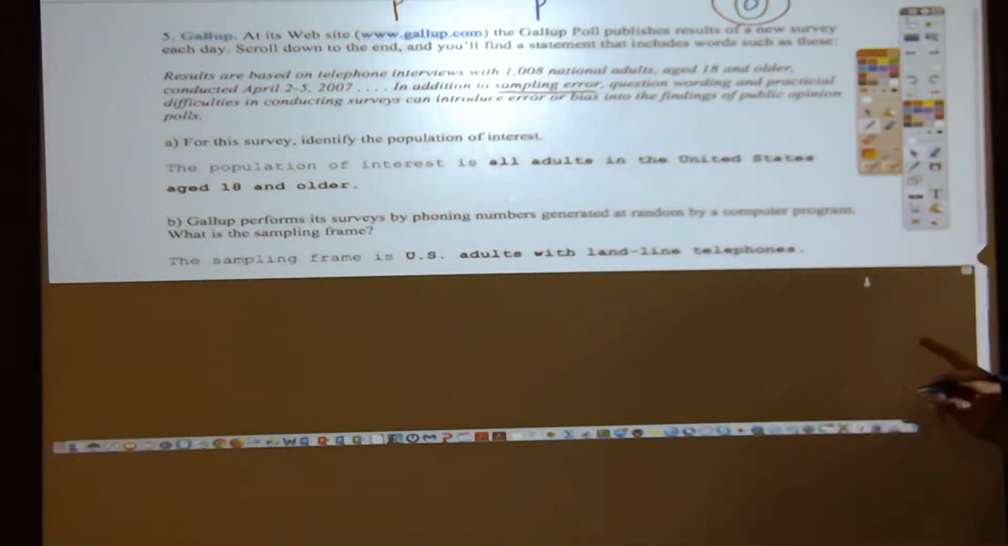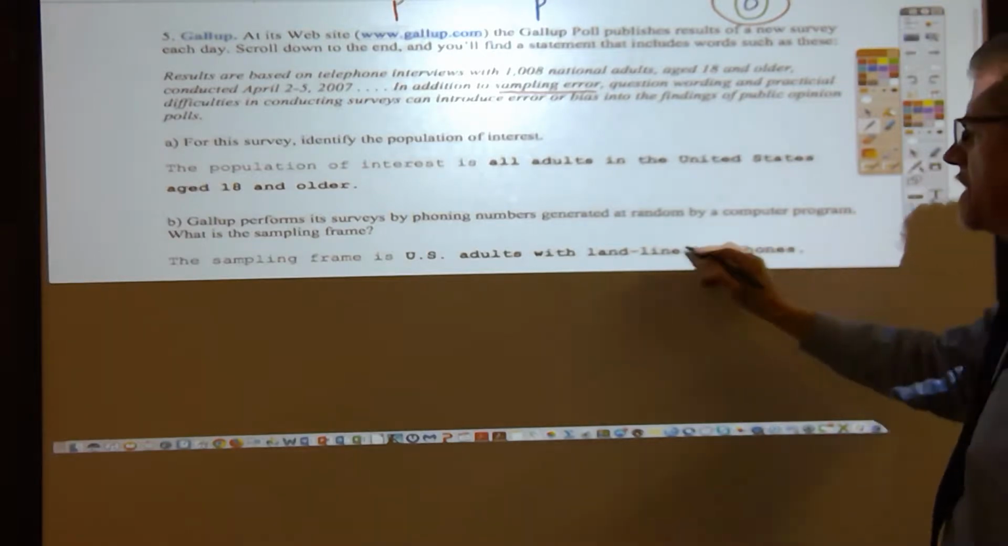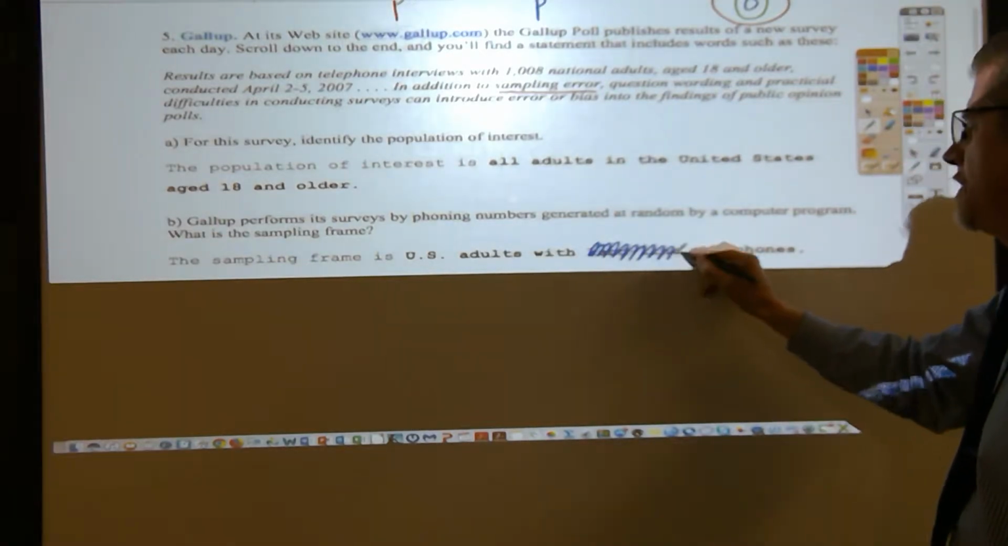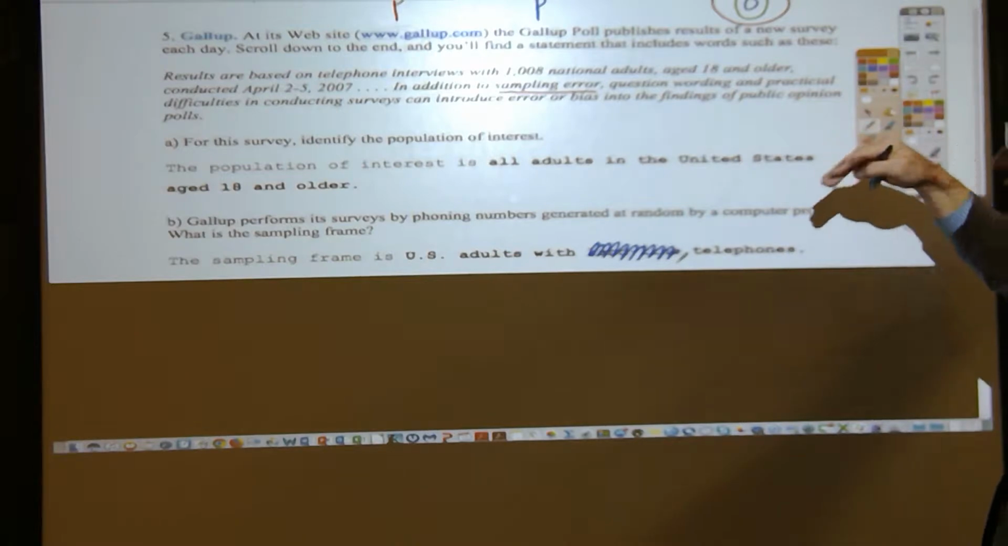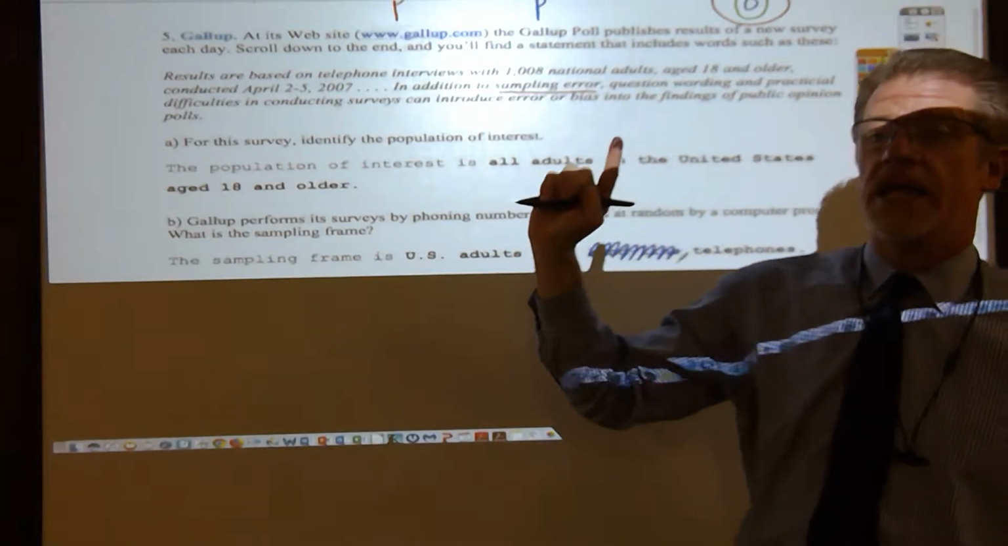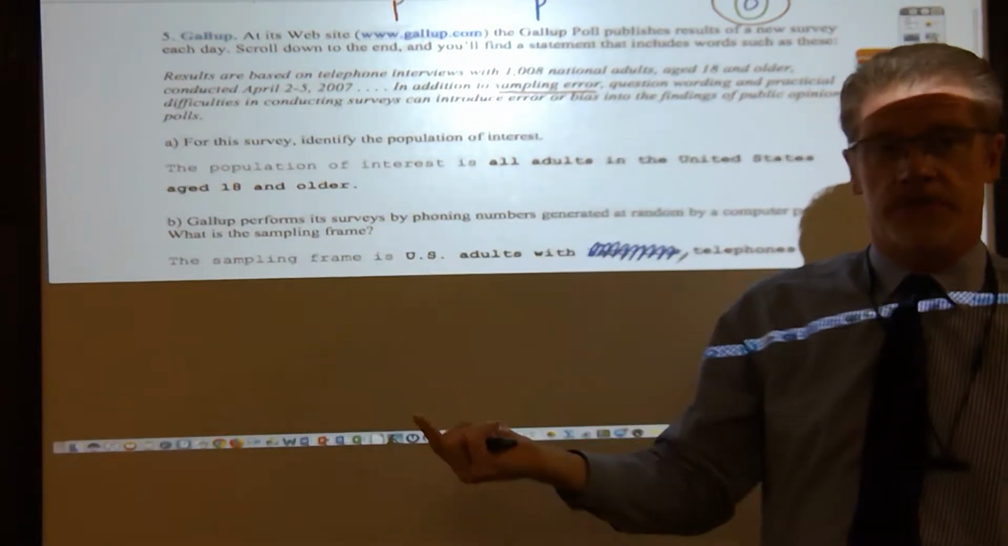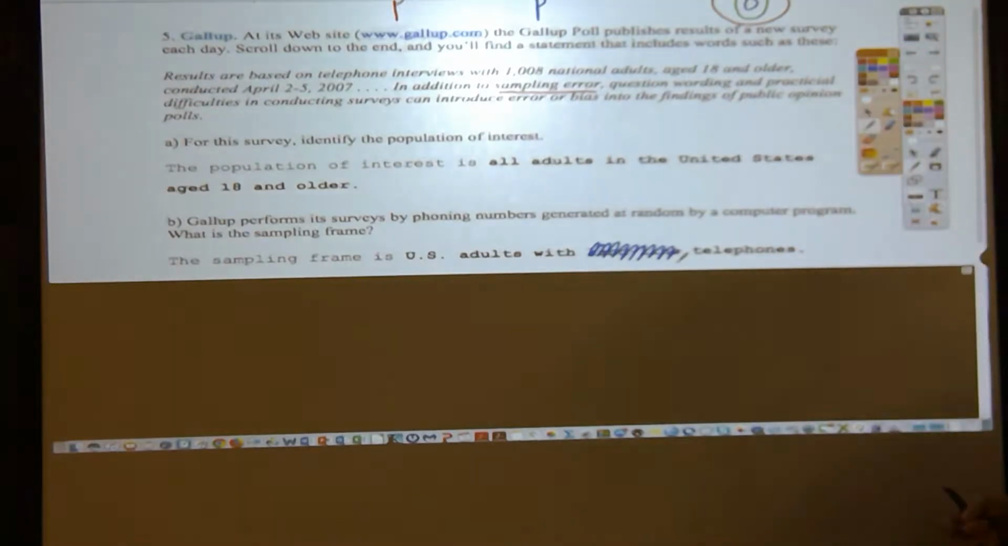The sampling frame is U.S. adults with, cross off landline. It's not landline anymore, with telephones. Because it's computer generated, it can even snag cell phones. So U.S. adults with telephones.